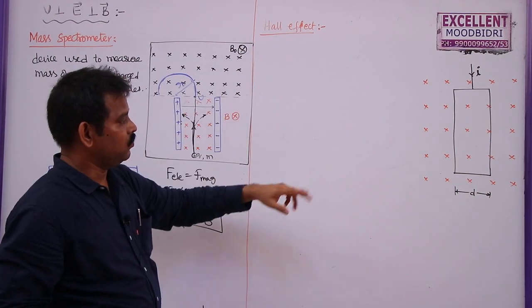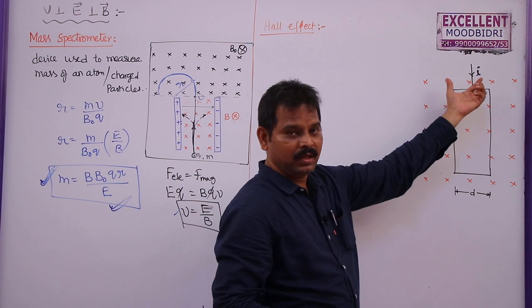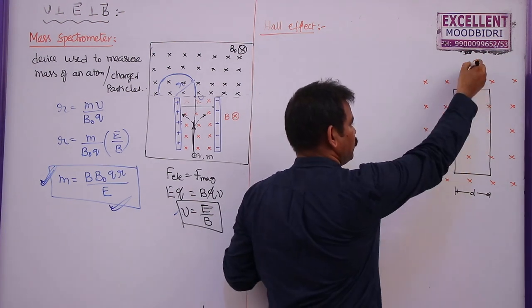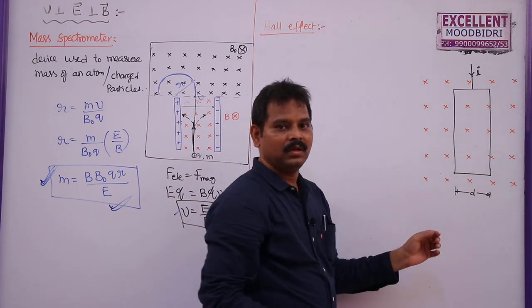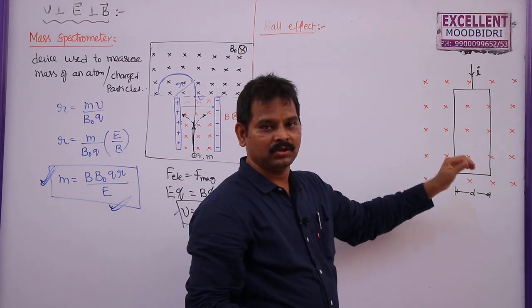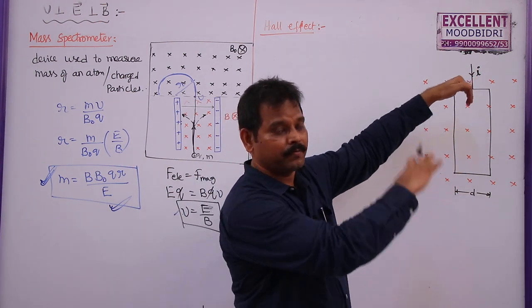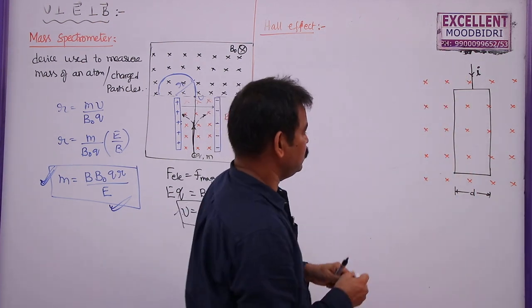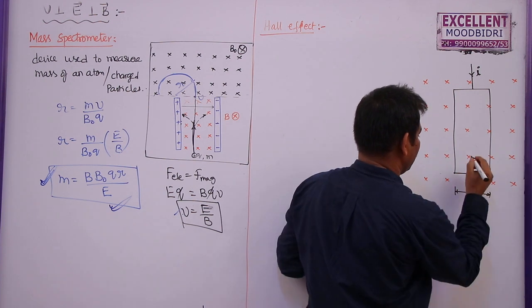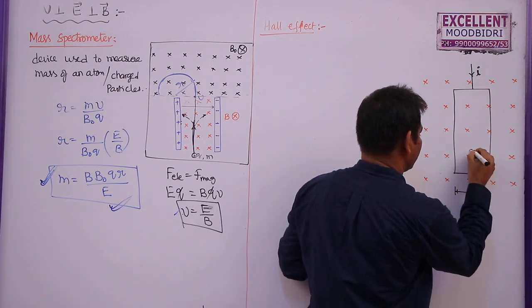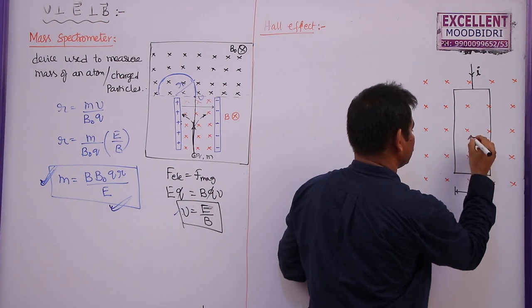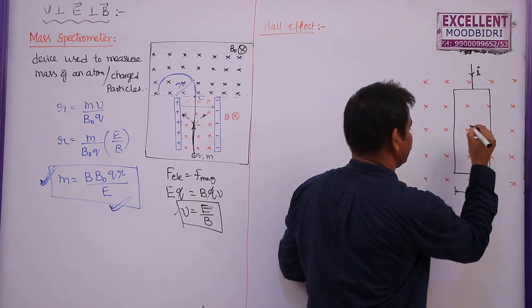Hall effect. What is this Hall effect? You take a metallic strip of width d in which current is flowing from top to bottom. We know that the direction of the flow of electrons is always opposite to the direction of flow of current. So as the current is coming down, the electrons inside this strip will travel in the vertically upward direction. This is the direction of motion of these electrons, which are drifting with a velocity Vd.